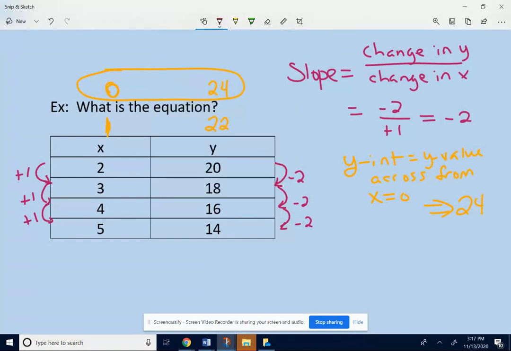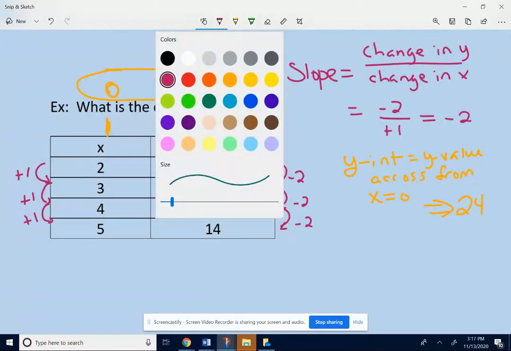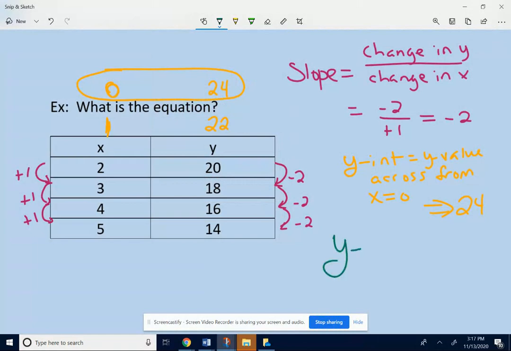And now it's just putting it together, the equation. Remember, the slope goes in front of the x, and the y-intercept goes after the plus, and the slope was a -2, and the y-intercept was a 24. So the equation of this data table is y equals -2x plus 24.